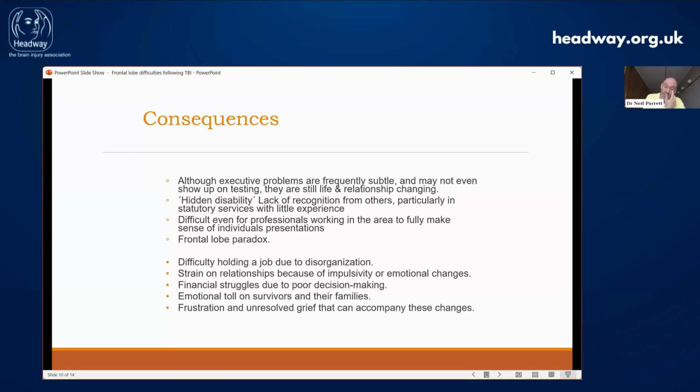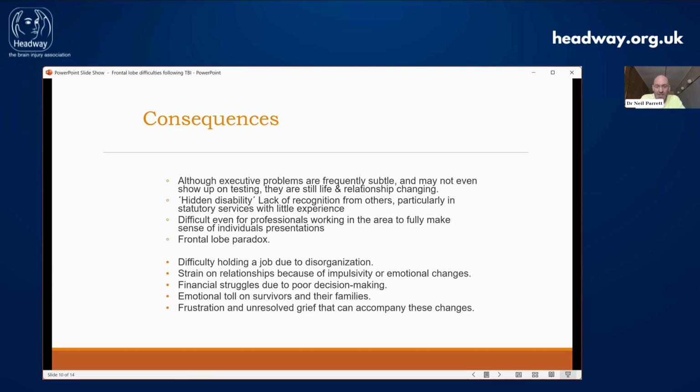So often these difficulties will make it very difficult to hold down a job, particularly due to the disorganization people experience. It can often have a very profound impact on relationships. People's personalities have changed, right? The person who you knew before is now distinctly different, and that can lead to feelings of unresolved grief, guilt that you're grieving the loss of the person before, because they are still here, still with you, and are still functioning. But complicated feelings and complicated emotions are very common.